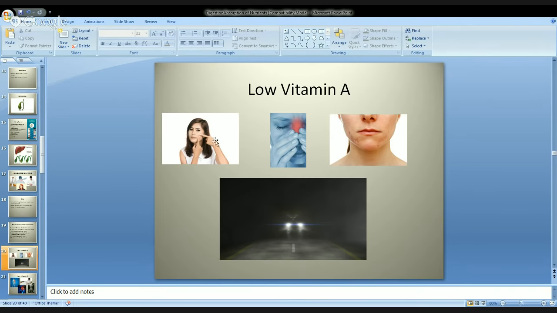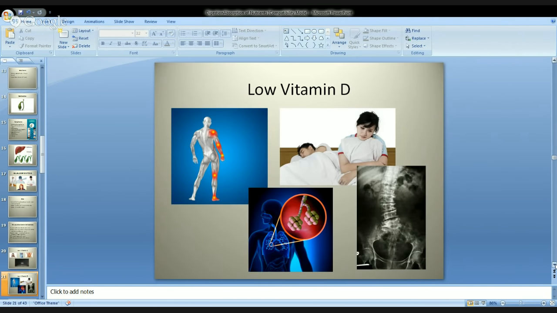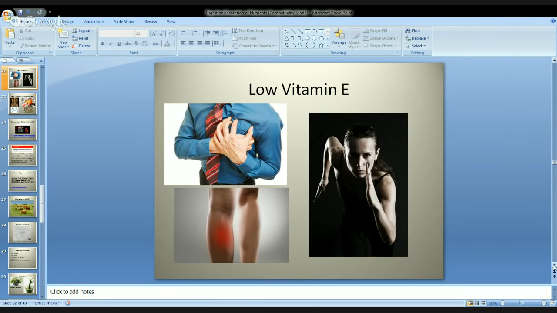So here's vitamin A: acne, dry skin, sinus, can't see in the dark. Vitamin D: bone pain, depression, asthma, osteoporosis or osteopenia. Vitamin E deficiency: heart cramps, cramps in your calves, and low oxygen, so you run out of gas real fast if you're exercising, so you have low recovery.